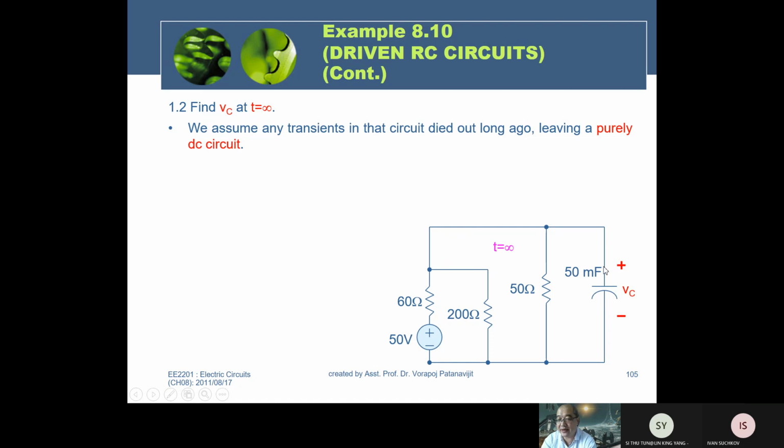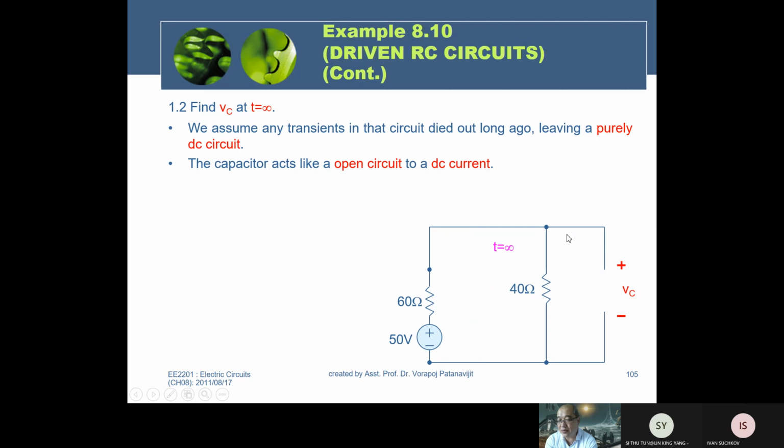Therefore, you can combine them, okay? And the capacitor is performed like an open circuit. We assume any transient in the circuit died long ago, leaving a pure DC circuit, okay? The capacitor acts like an open circuit to the DC current here, and two of them will be connected in parallel, okay?